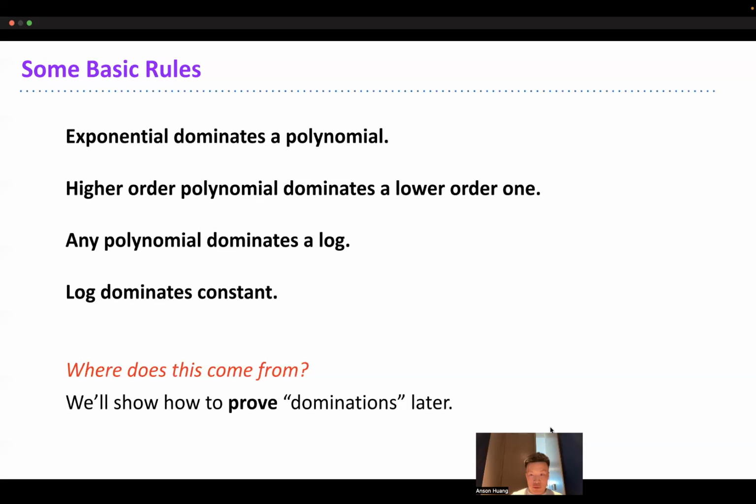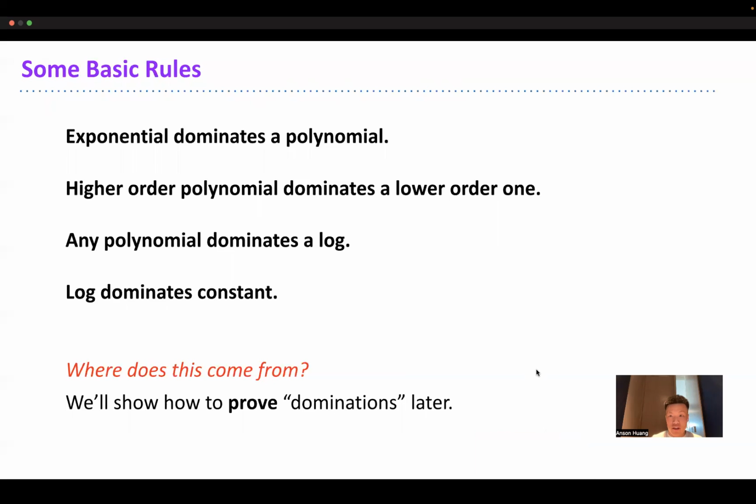So some basic rules before we get started on some problems. Exponential dominates a polynomial. Higher order polynomial dominates a low order one. Any polynomial dominates a log. Log dominates constant. So what does that mean?